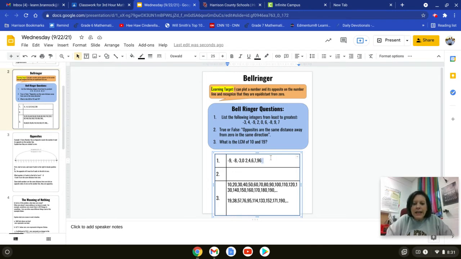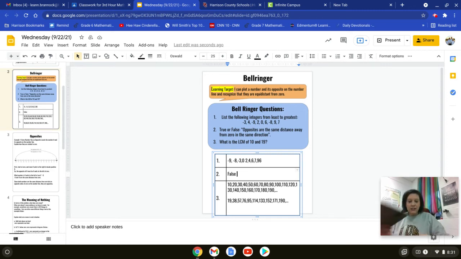Question number 2, it says true or false. Opposites are the same distance away from 0 in the same direction. Well, that's false. Opposites are the same distance from 0, but they're in different directions. Remember, you have one positive number and one negative number, but they're the same distance away from 0. So both of those things have to be true in order to be considered opposites.